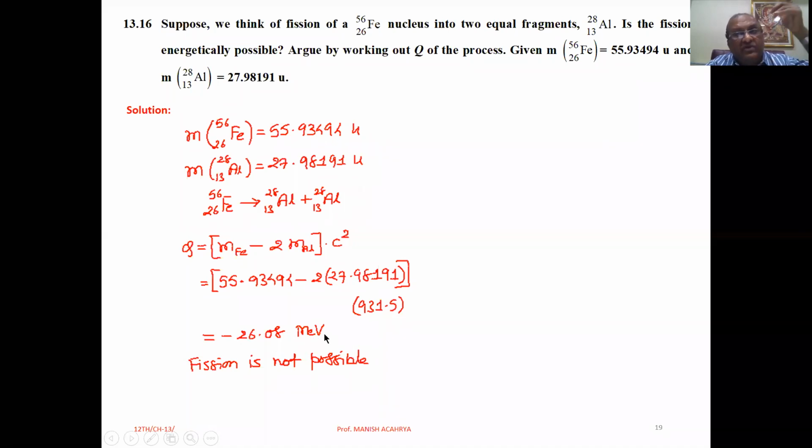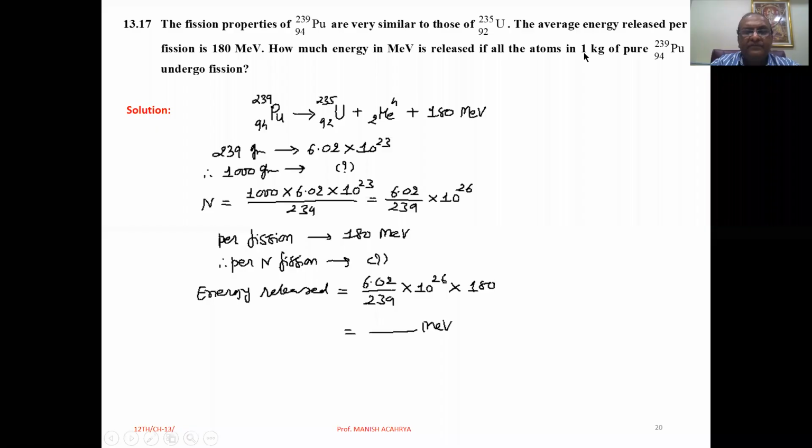So here the Q value is negative. It implies that fission is not possible. If the Q value is positive, then and only then is the fission possible. Clear to all of you?